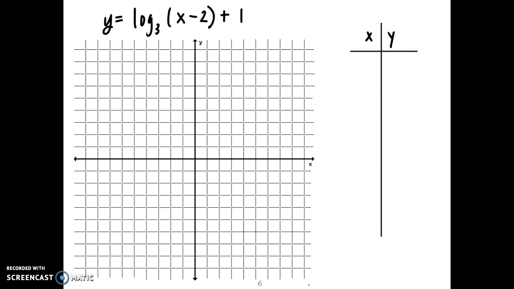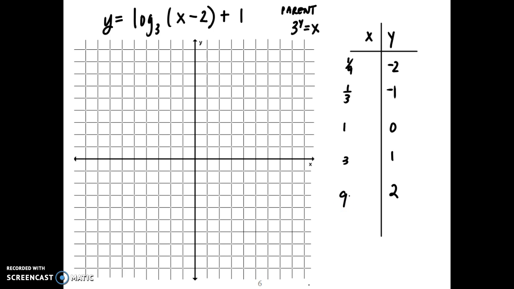But we start with the basic graph, which, remember, the parent function is 3 to the y equals x. So we're going to begin with that table. So that requires us to put -2, -1, 0, 1, 2 in the y column, and 1/9, 1/3, 1, 3, and 9 in the x column.